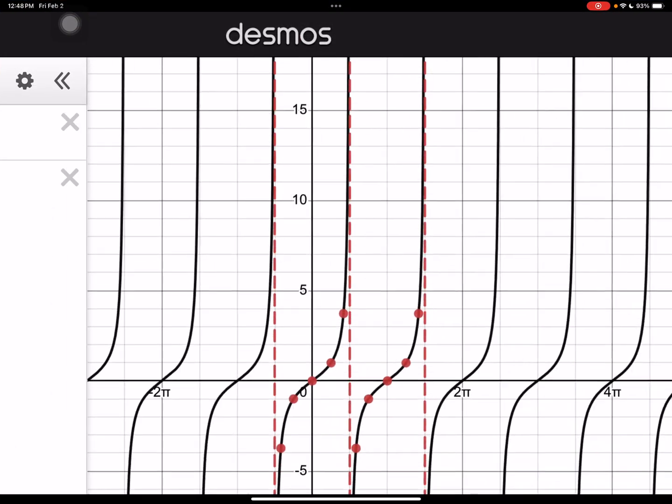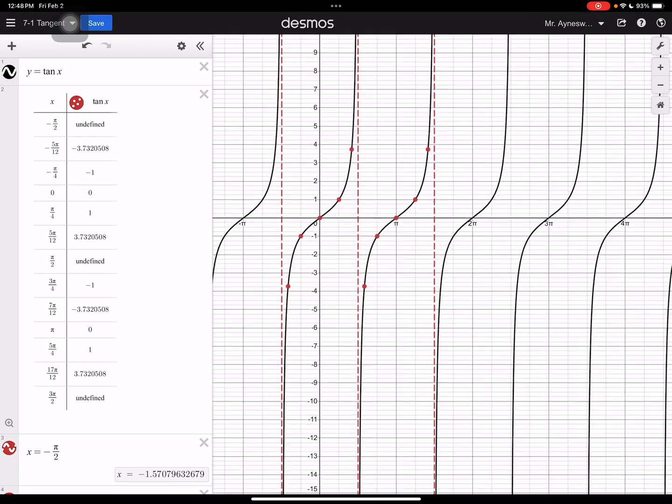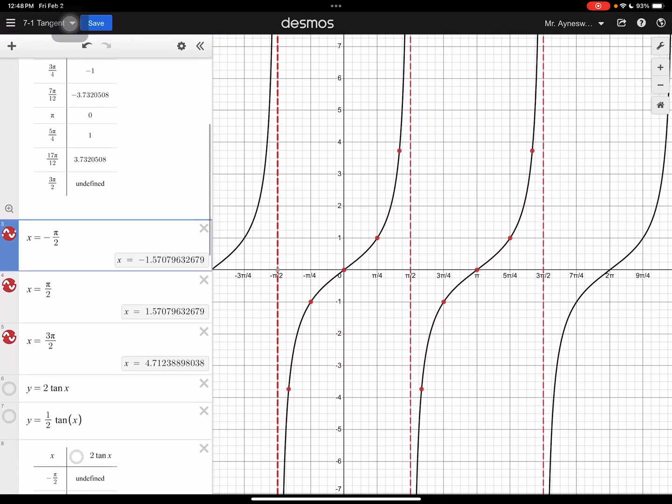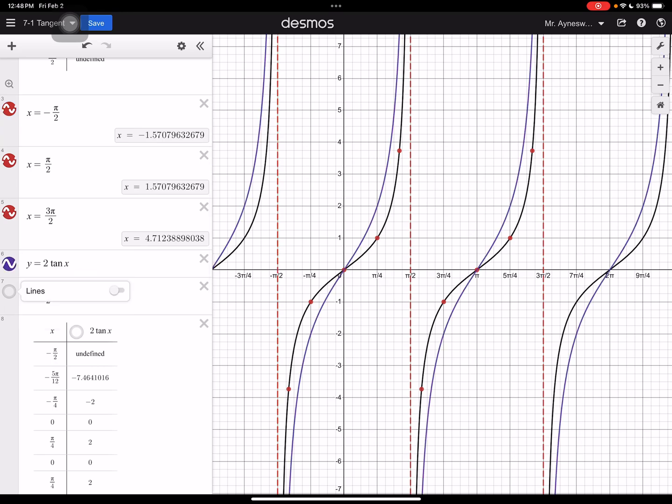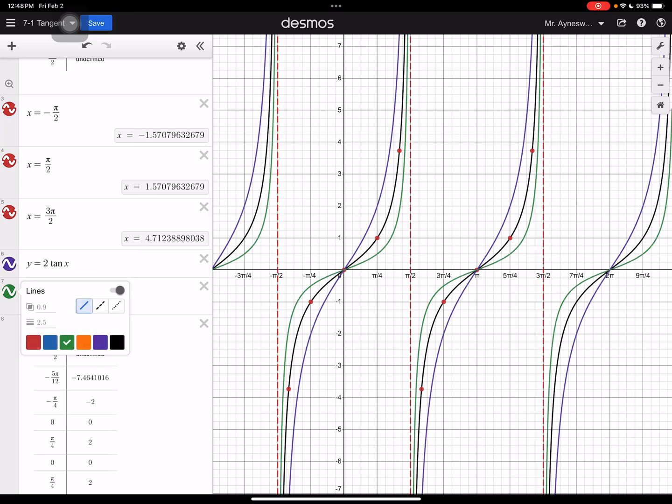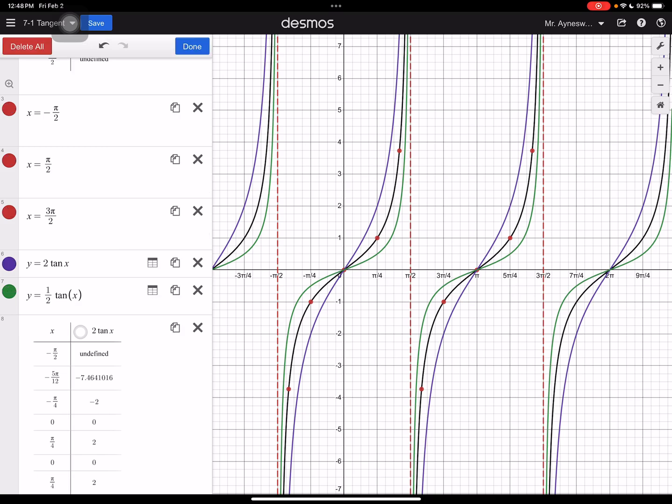Okay, so what we want to do is put the other 2 functions in. So type in these guys right here, and then I want you to colorize them. If they're not different colors, then make them different colors. You just click on your gear, click on the color, and you can change it to any color you want. Keep all the vertical asymptotes red though, and keep your functions in some kind of dark color.